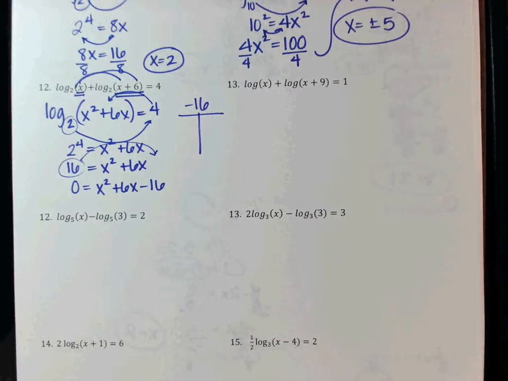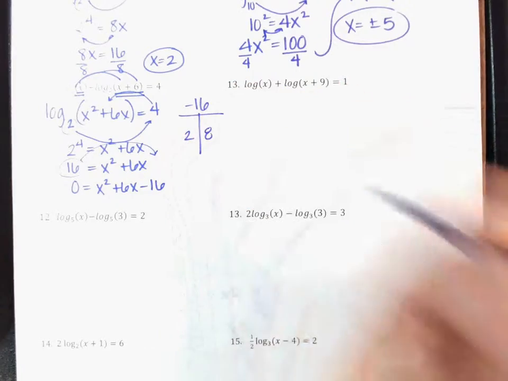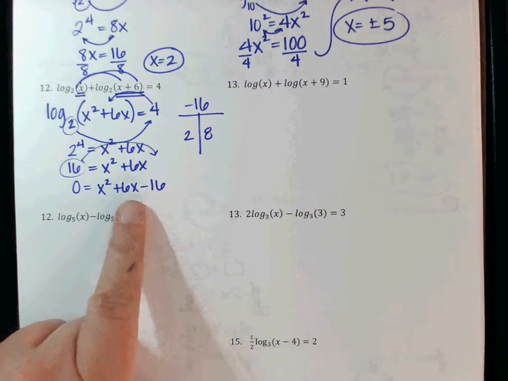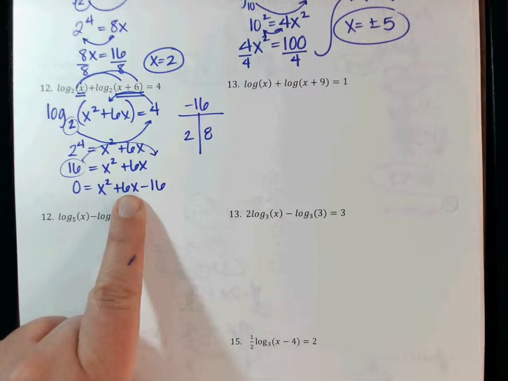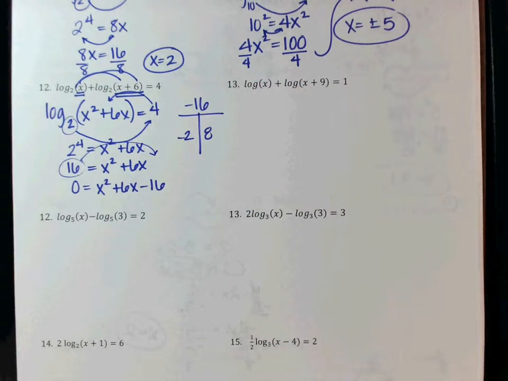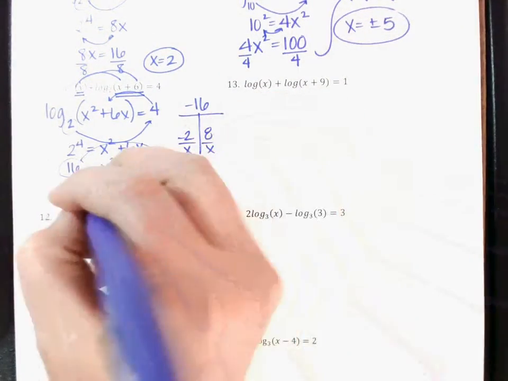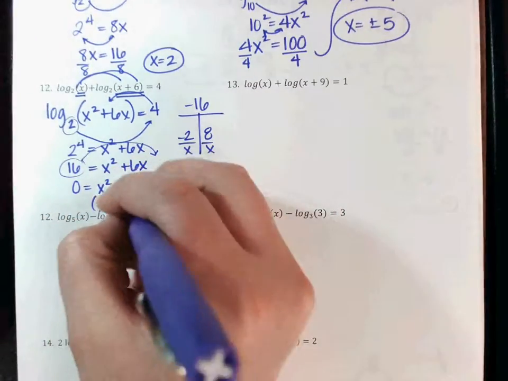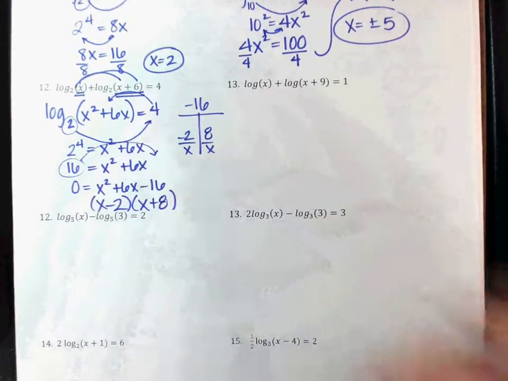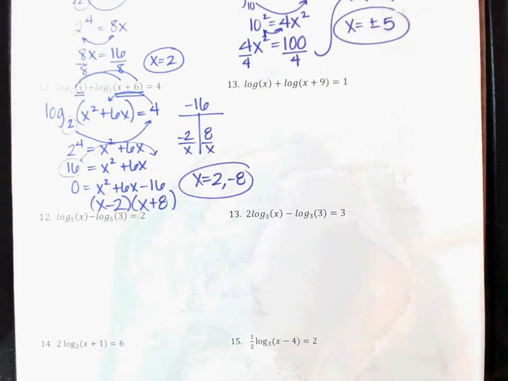What numbers will times to 16? 2 and 8. Good, that's right. And now if I want to have them minus to 6, where do I put the minus? On the 2 or the 8? 2. Because remember, you want 8 minus 2 gives you 6. Okay, then from there, divide them by x. And if it's x minus 2 and x plus 8, then what are your two answers? Good job. Got it?